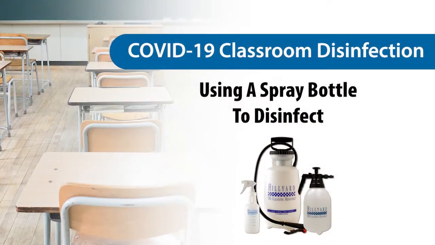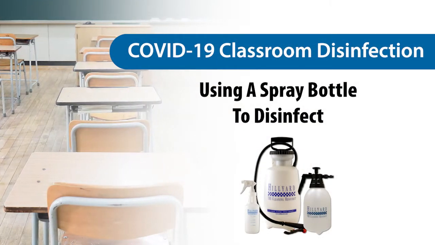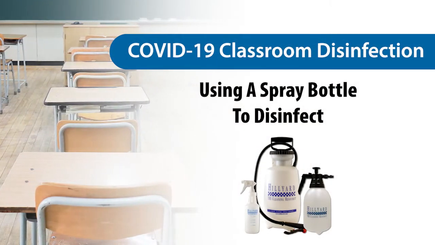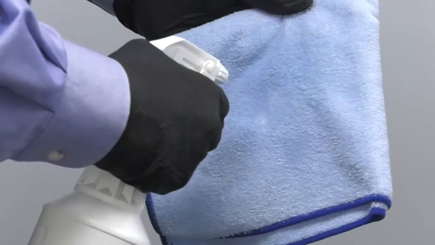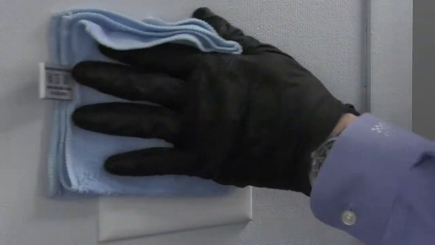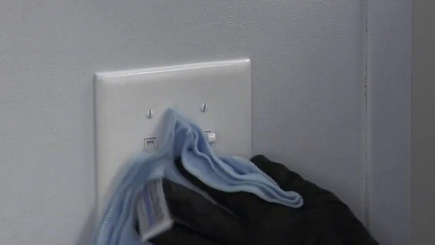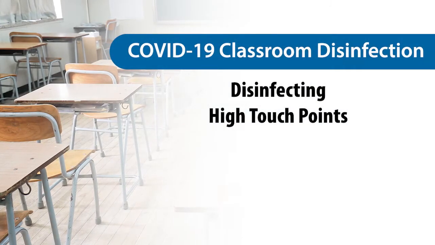When using a spray bottle, avoid spraying light switches or other electronic devices. For these surfaces, spray the disinfectant solution on your microfiber cloth, then wipe the surface, ensuring it remains wet for the required contact time.